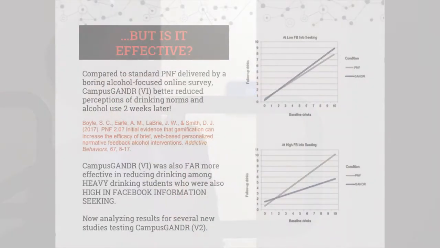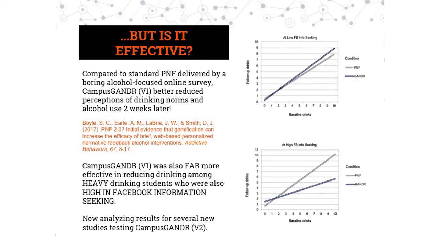And okay, so kids liked it, but was it effective? And what we found, and this is the paper that's published and why I can finally talk about this, is we just published a paper in Addictive Behaviors based on our version 1, which is actually the version that had no prizes and visually looked way lamer than version 2. But compared to the standard alcohol PNF delivered by a boring alcohol-focused online survey that asked the exact same questions and used the exact same normative statistics in the feedback, we found that Campus Gander better reduced perceptions of drinking norms and alcohol use 2 weeks later, and it was a pretty big effect.